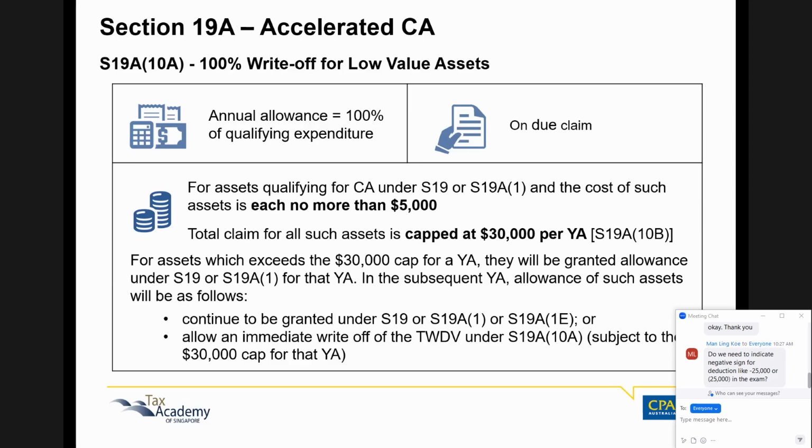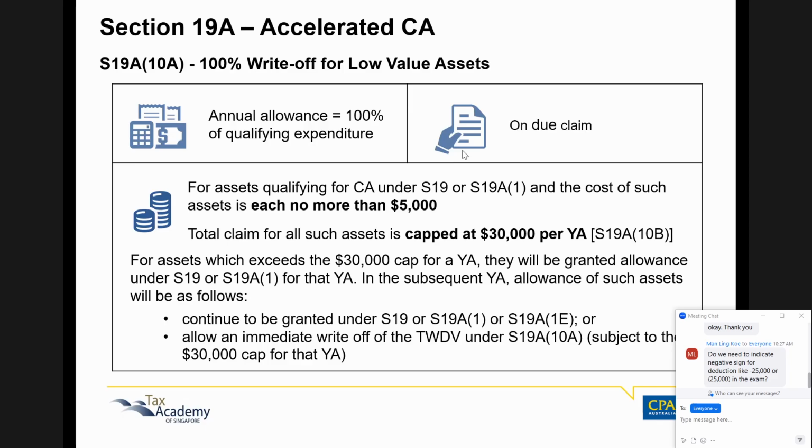Okay, so a small thing. Extreme case, although assets are usually not very cheap, if each just costs let's say $100, maybe I can claim like 300 of these small assets, so long as the cap of $30,000 per YA is respected. But if I have an asset that costs $5,500, sorry, I cannot claim under this 100% write-off.